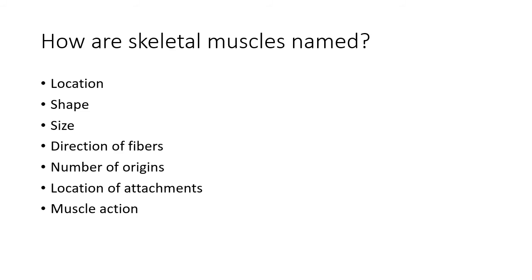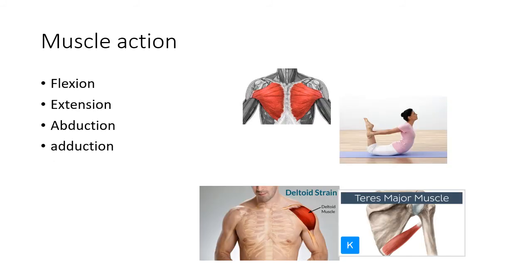Location of attachments, what do both ends attach to? Sternocleidomastoid, sternum, mastoid bone. And then muscle action, abductor, adductor, move in and out of the limbs. And then muscle action, flexion means to get smaller. Extension means get longer. Abduction means away from midline, a limb going away from midline. Adduction is the opposite, a limb going towards midline.